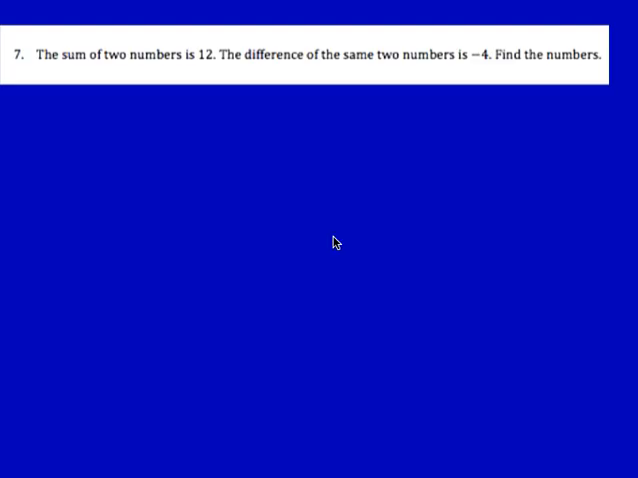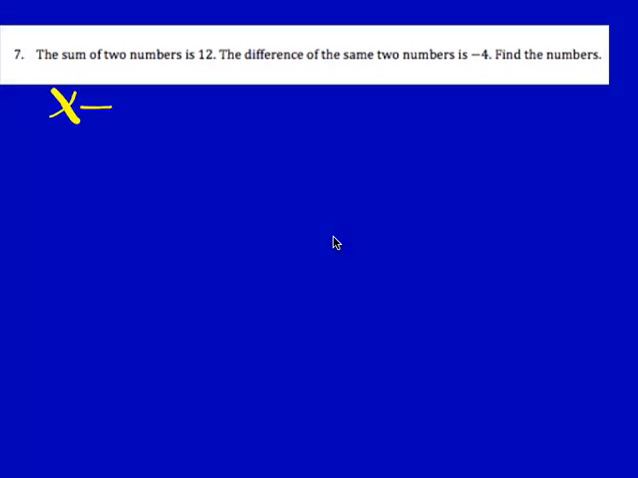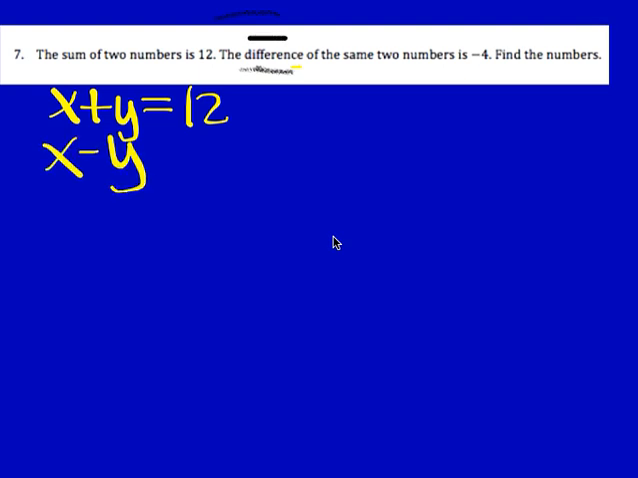So let's take a look at this word problem, and then we'll be done with the first part of this video. So it says that the sum of two numbers is 12. So that means when I add two numbers together, it is going to be 12. The difference of two numbers, now remember that difference means subtraction. Okay, so the difference of those two numbers, so when we subtract them, it's going to be a negative 4. So that's how I'm going to set that one up.